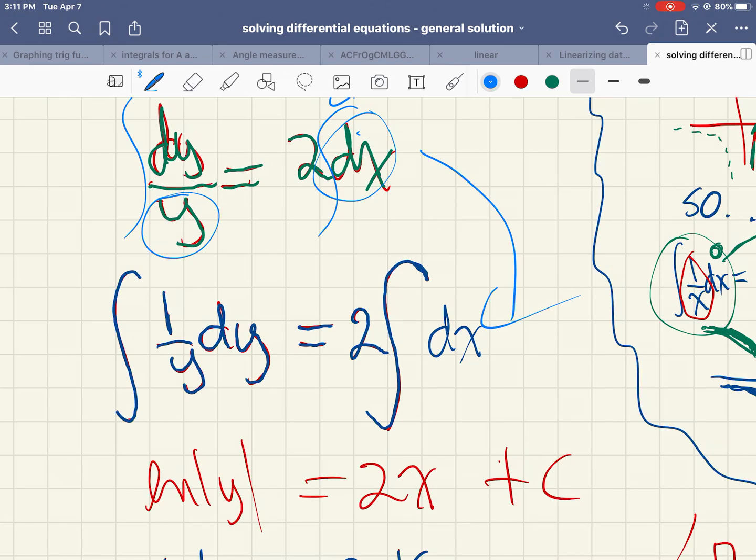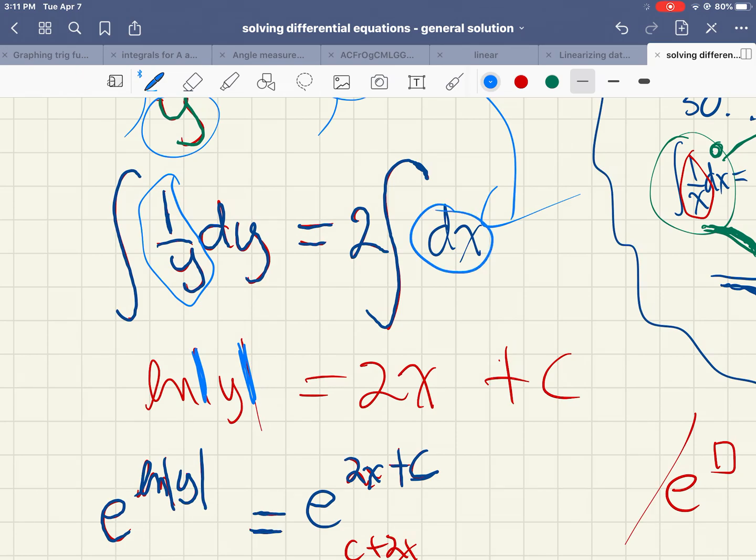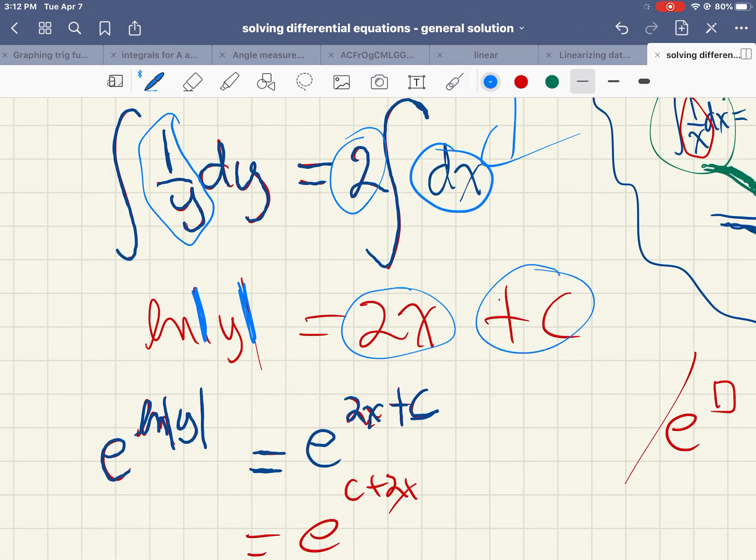The integral of dy over y, which I changed to 1 over y times dy, we know is the ln of the absolute value of y, and we understand why. And then the integral of dx, well, if the derivative was 2, what was the original function? 2x. But we also need a constant. I could put a constant on this side as well, like c1 and c2, but that just makes things more complicated than it needs to be. I can just have a constant on one side and call it c.